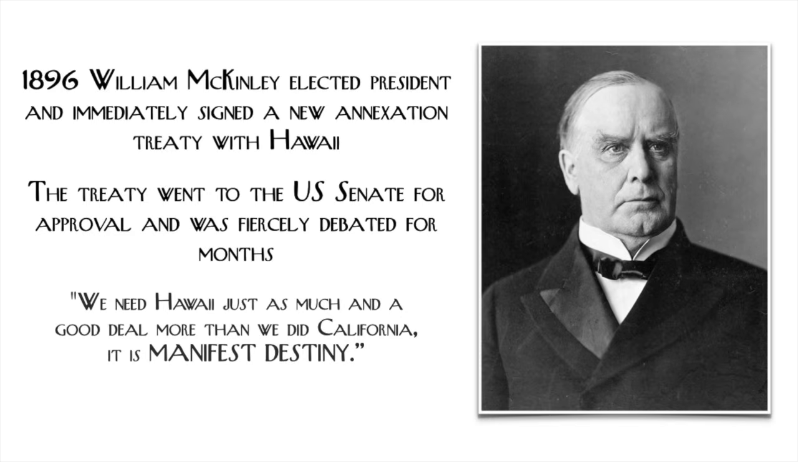Now, Cleveland does not remain president forever, and in 1896, William McKinley will be elected president, and he brings a very positive view of Hawaiian annexation into the White House. One of his first actions as president in 1897 is to sign a new annexation treaty with Hawaii and send it off to the U.S. Senate for approval. Now, not every American believed that annexing Hawaii was a good idea. There was some fierce debate as anti-imperialist leagues wrote articles and pamphlets and gave speeches about why this was wrong. But according to McKinley, we need Hawaii just as much and a good deal more than we did California. It is manifest destiny. So there's that phrase again.